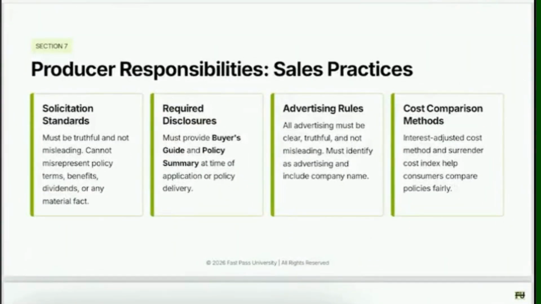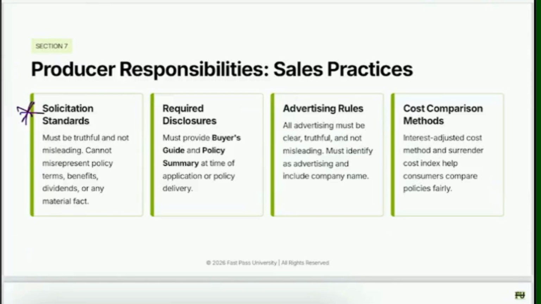All right, producer responsibilities and sales practices. We go over your responsibilities in heavy duty on the regulations videos, so definitely check those out. But you have to be doing everything truthful and honest and not misleading, right? Solicitation standards must be truthful, not misleading, cannot misrepresent policy terms, benefits, dividends, or any material fact. You cannot say this policy is going to make you this much amount in cash value if it's not a truthful statement. You must provide required disclosures.